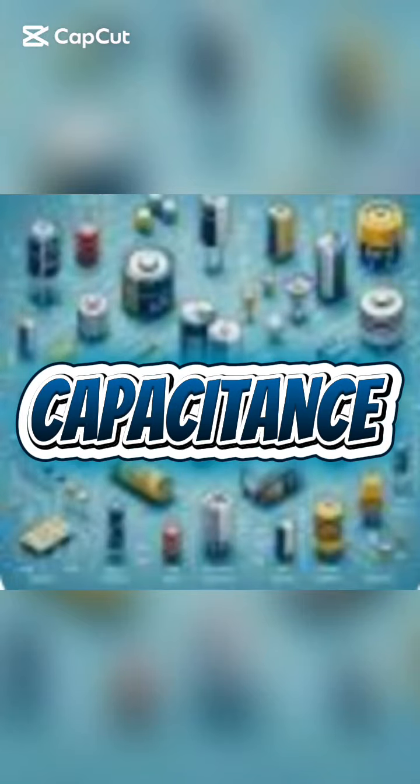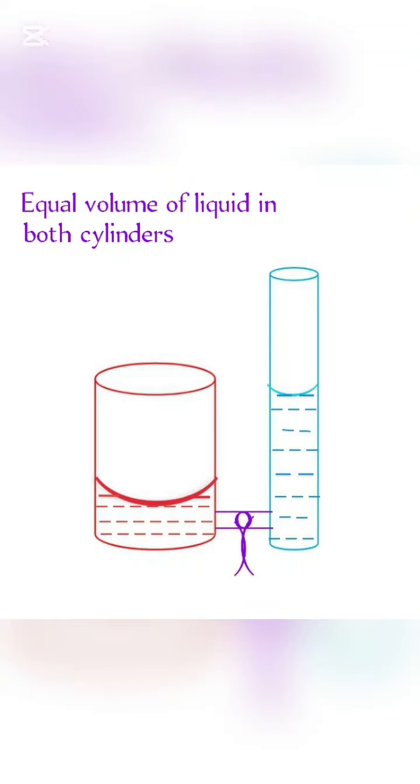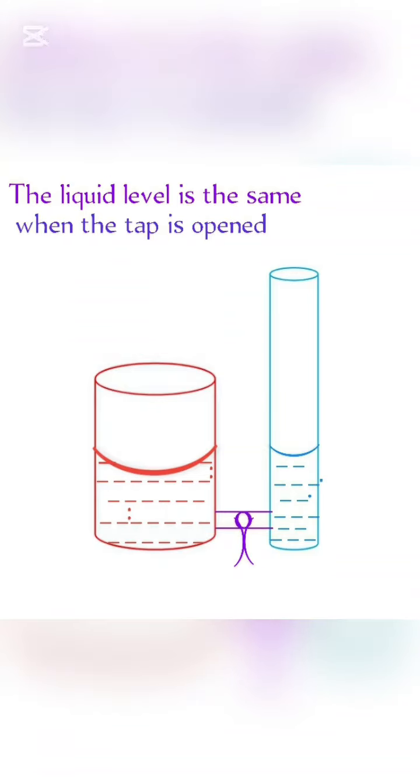Capacitance. When the same volume of liquid is poured into two vessels of different diameters, the water levels are different. The narrow vessel has a higher level than the wider one. If the two vessels are connected by a pipe at the bottom, water flows from the vessel with the higher level to the one with the lower level until the levels become equal.